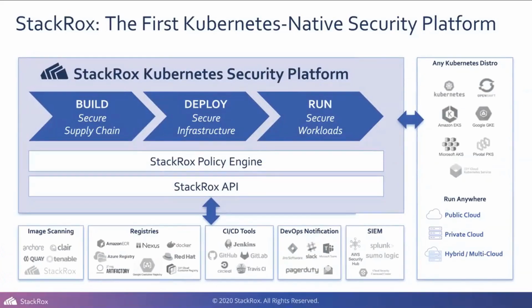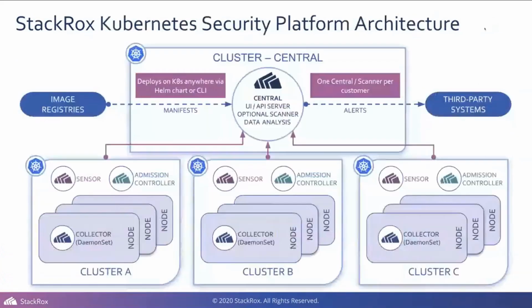We run anywhere and we can protect anything under the Kube umbrella. Now, architecturally, I'll just show you how StackRox deploys, and then we'll jump into the actual product demo. So StackRox has really three main components: StackRox Central, StackRox Sensor, and StackRox Collector.